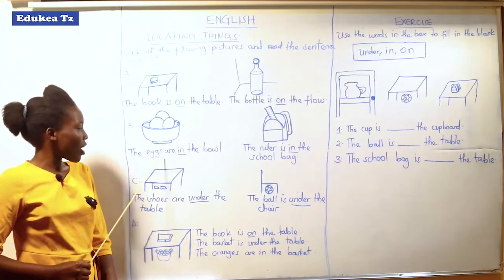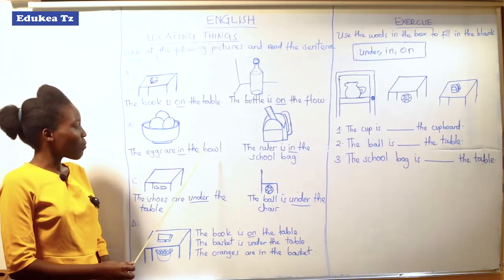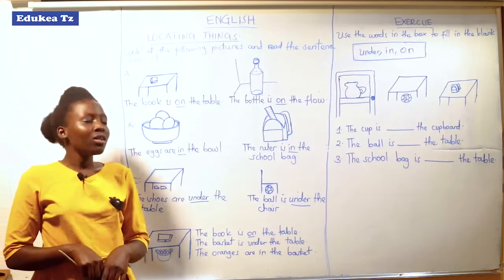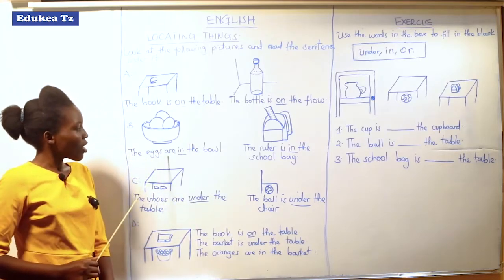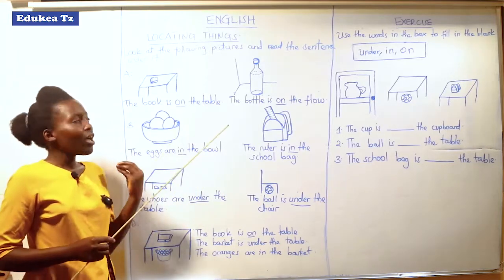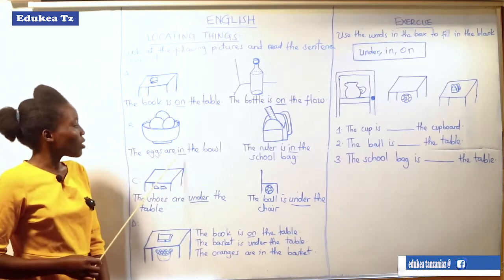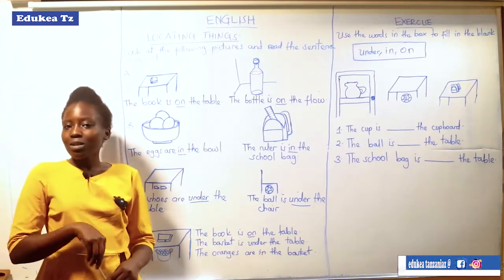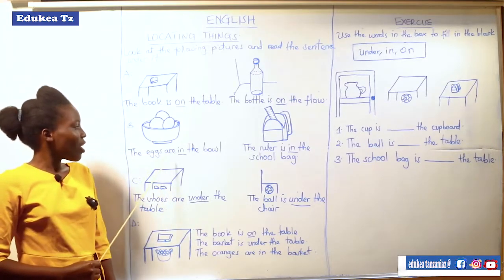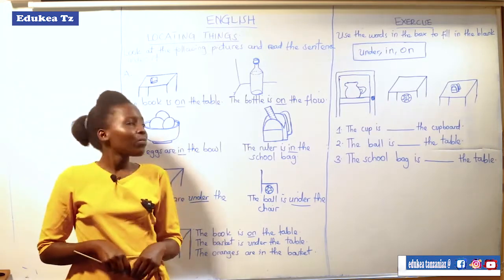So we add S in order to make it plural. So it says that the eggs are in the bowl. This says that the eggs have been put inside the bowl. So we say the eggs are in the bowl. In is different from on. With on, we put something on another thing. But with in, we put that thing inside that thing. For example, here we have been given that the eggs are in the bowl. So they have been kept inside the bowl.